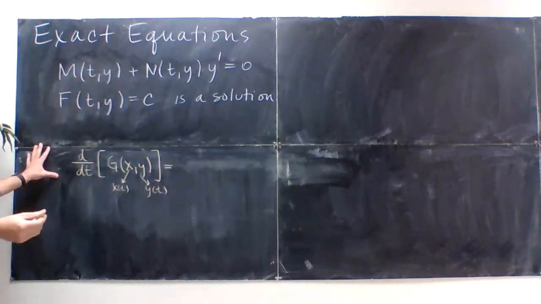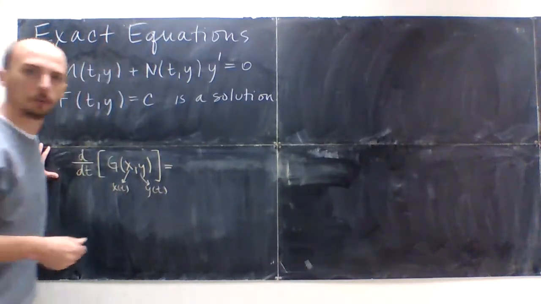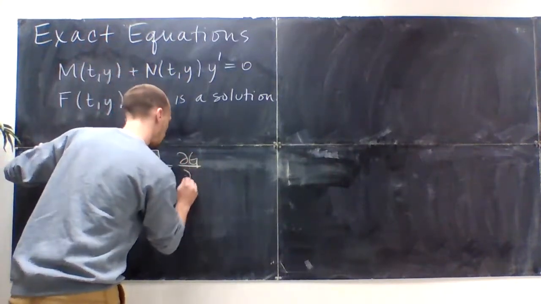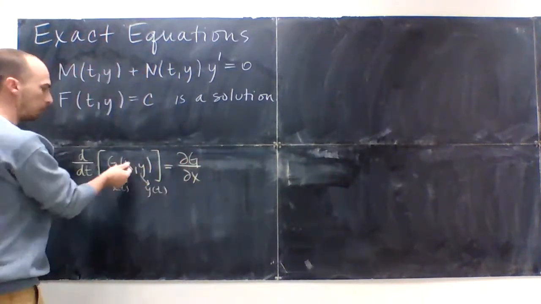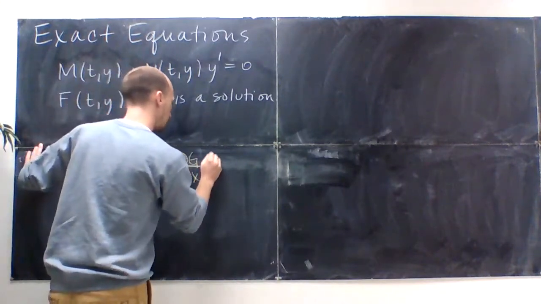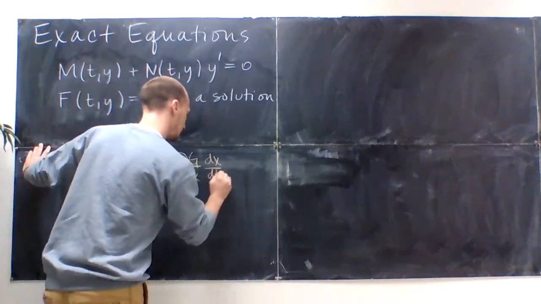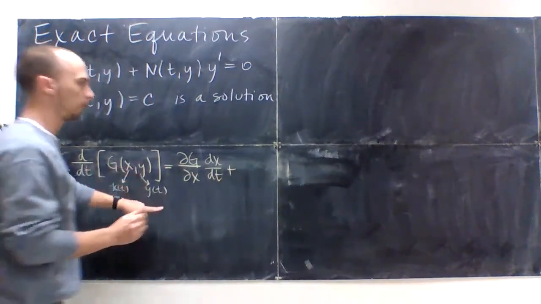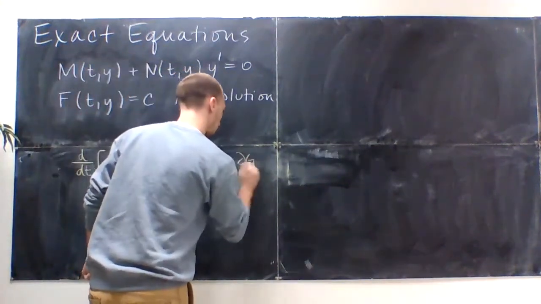Well, what that was, was the partial of g with respect to x times the derivative of x with respect to t, so dx dt, plus the partial derivative of g with respect to y times dy dt.